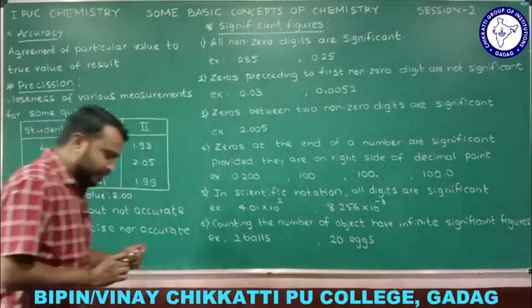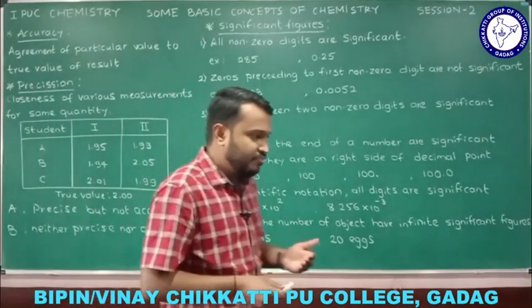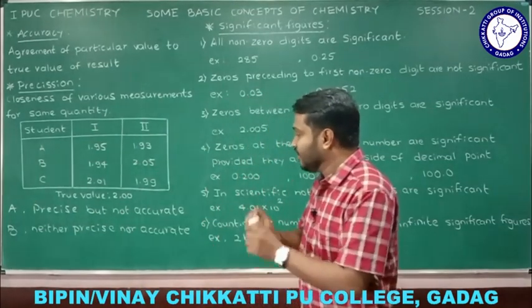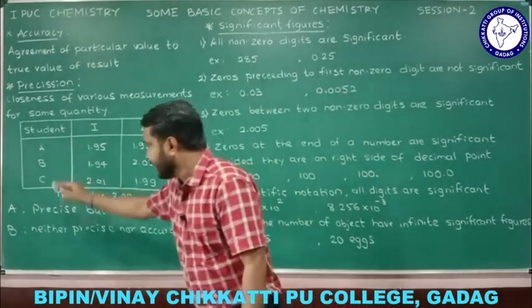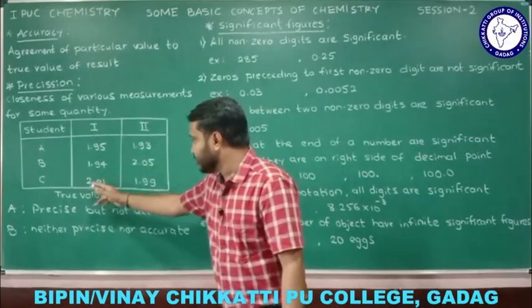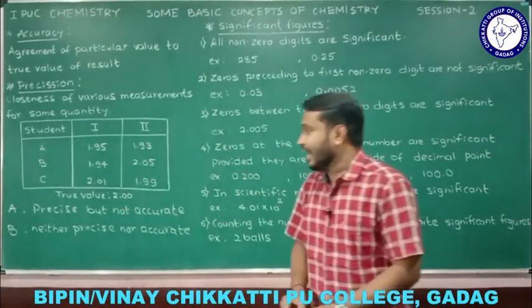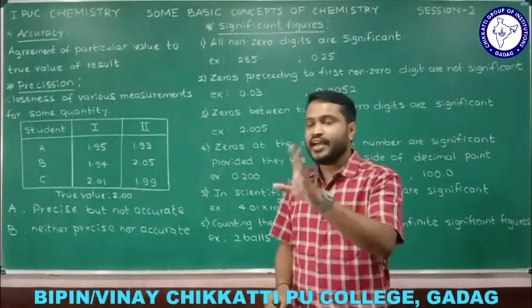So now the last one, you just think over it whether it is accurate or not, and we will see now. Student C, the first reading he is going to get is 2.01 and the second one will be 1.99, and first we will see what about the accuracy.